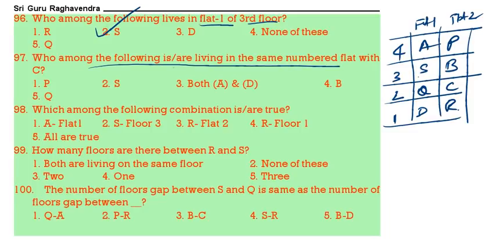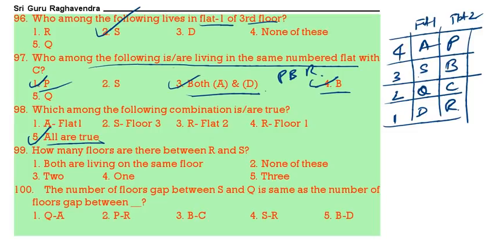Who among the following is living on the same flat with C? Same flat with C, who is living? B, P, R. So both P and B are correct. Both A and D. Then which of the following combinations is true? A flat 1 correct. S floor 3 correct. R flat 2 correct. R floor 1, that is also correct. So all are true.